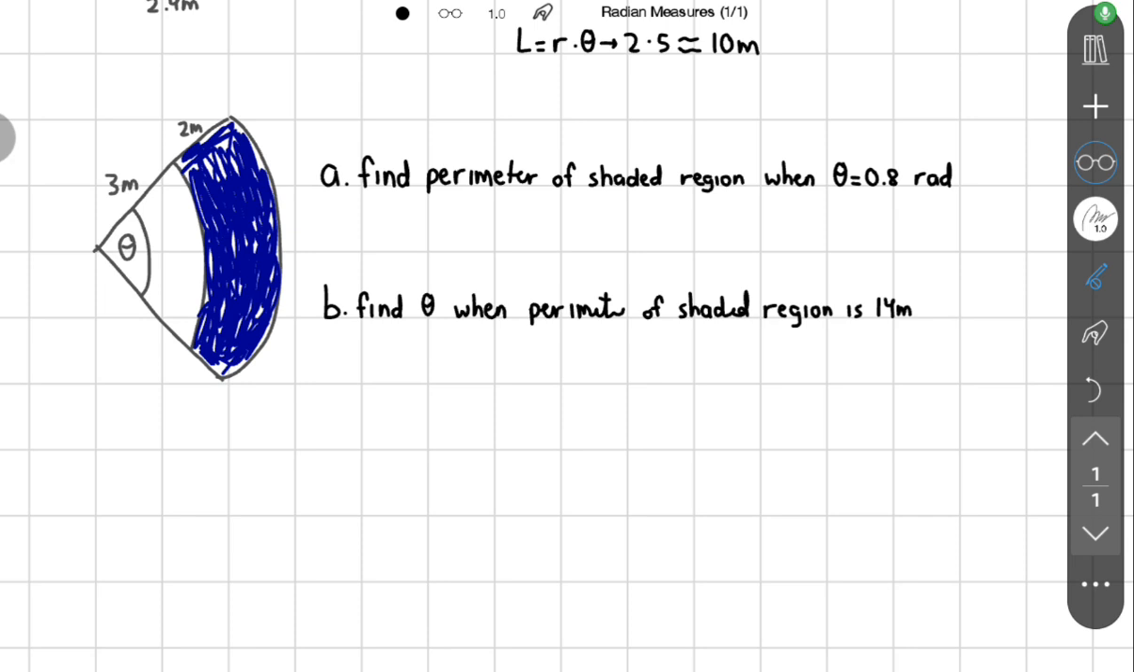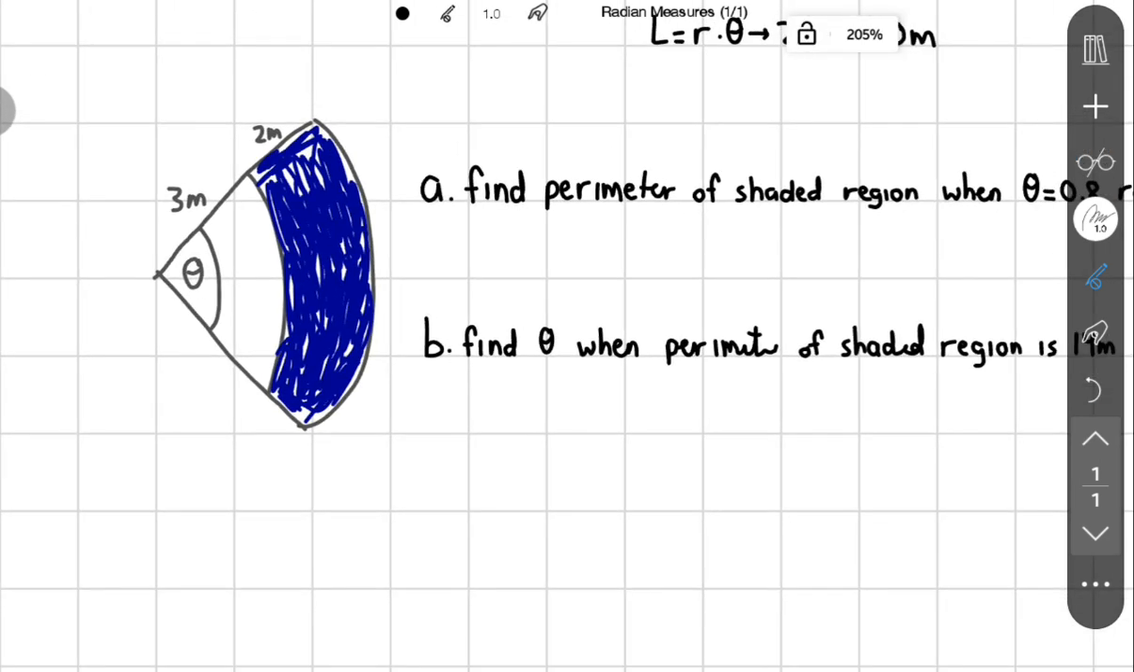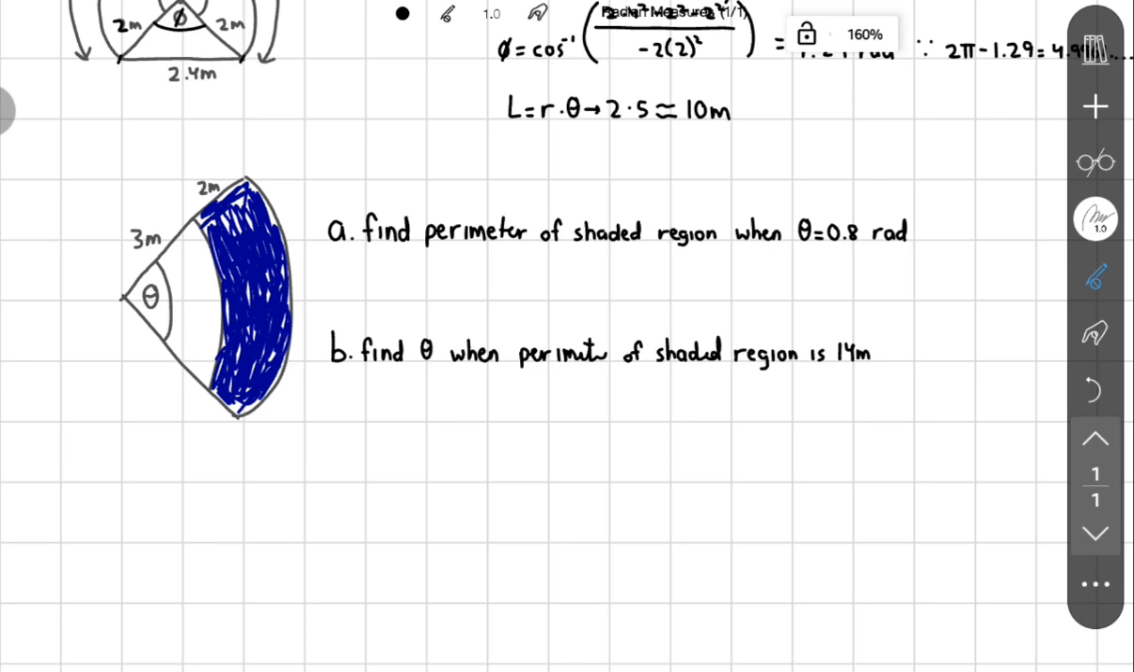Okay, next question. We have this sector of a circle where we have two regions, one unshaded, one shaded. In the first question, we're asked to find the perimeter of the shaded region when theta, basically the angle subtended from the center of the sector, or the circle that we took it from, is equal to 0.8 radians. So first of all, how do we approach this question? Let's first define what perimeter means.